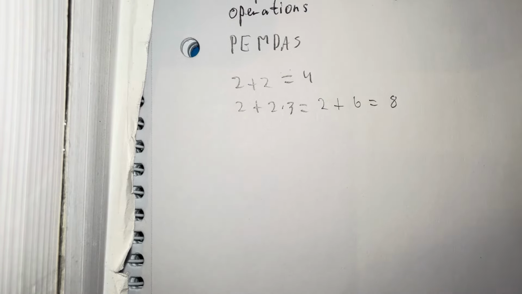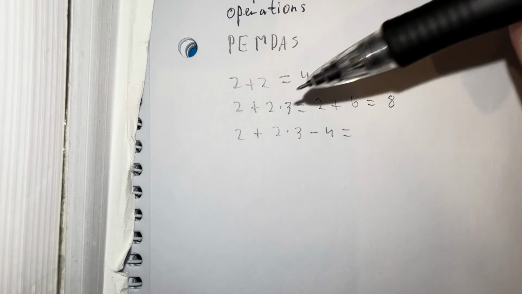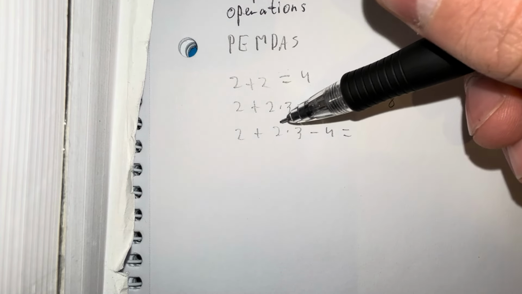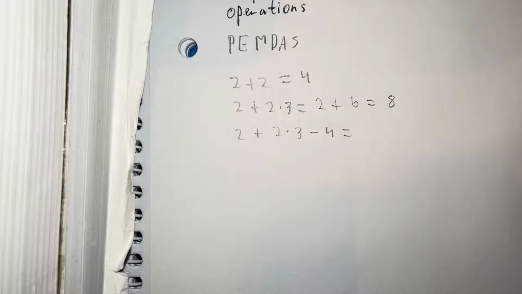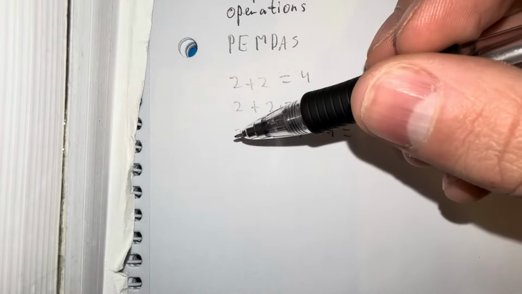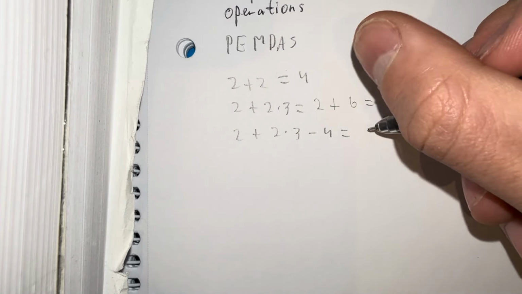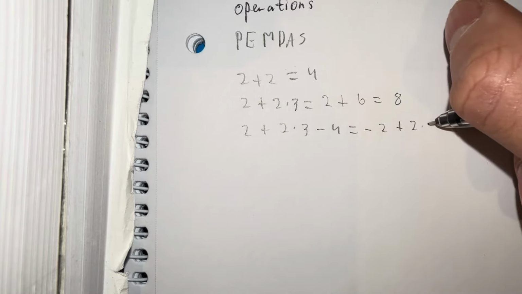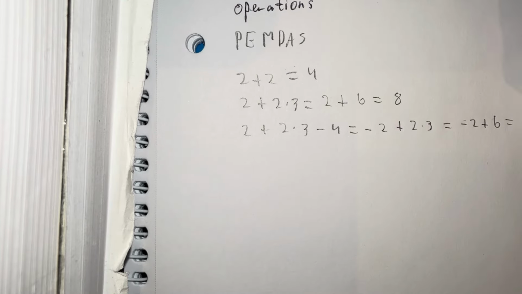But here's what's a bit confusing. If you do 2 plus 2 times 3 minus 4, is it allowed to do 2 minus 4 before you do 2 times 3, or do you have to do 2 times 3 first because multiplication comes before addition? Take a moment to think for yourself. In this case, you're actually allowed to do 2 minus 4 first, or you can do 2 times 3. Let's do it first: 2 minus 4 is negative 2, plus 2 times 3. Negative 2 plus 6 is equal to 4.